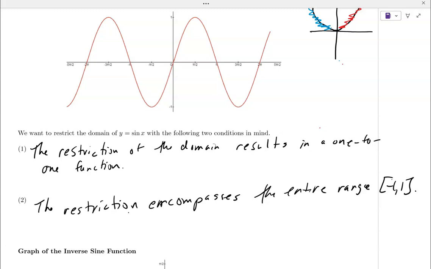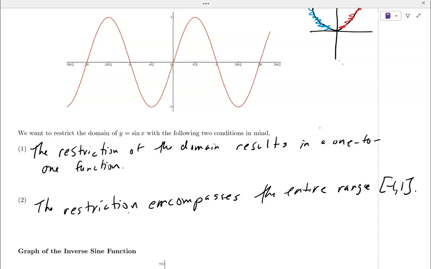Okay? But again, you've got lots of choices, right? For the squaring function, we only had two choices that did that: the left-hand side and the right-hand side. For the sine function, I have lots of choices that are one-to-one and take up the entire range. I could go here to there, there to there, and so on. I can go from low point to high point or high point to low point infinitely many times. I have lots of choices.